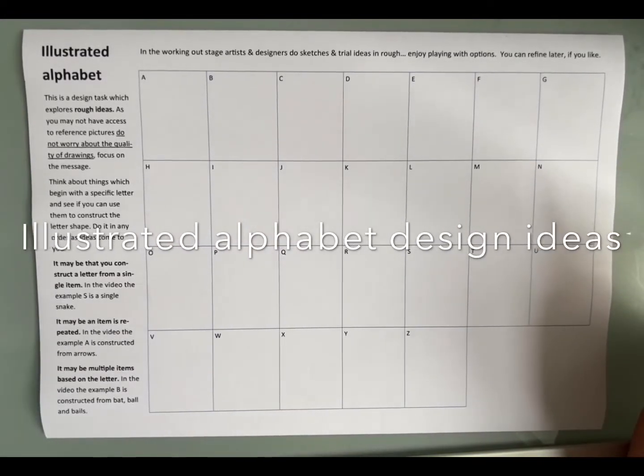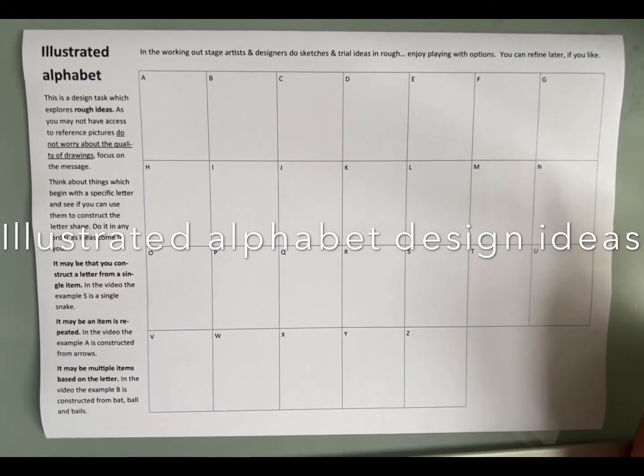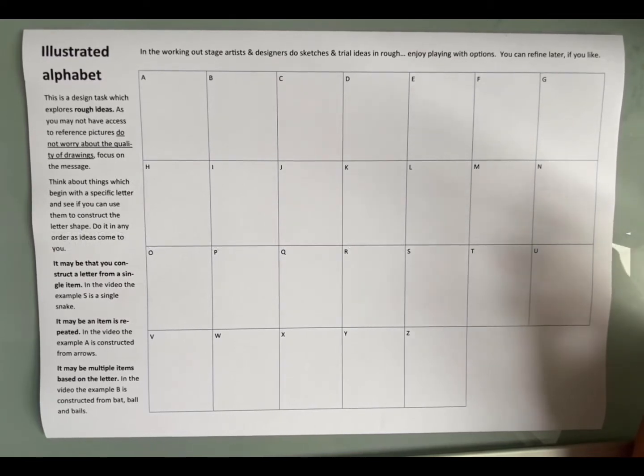Hi guys, this is a design task. It isn't about copying things, it is about working out an arrangement and coming up with some ideas. So it's an illustrated alphabet, and of course you're going to illustrate the letters, but you're going to try and do it with objects that are associated with the letter.